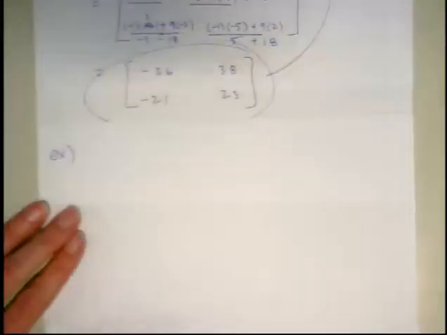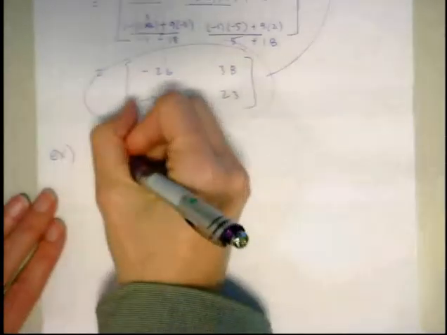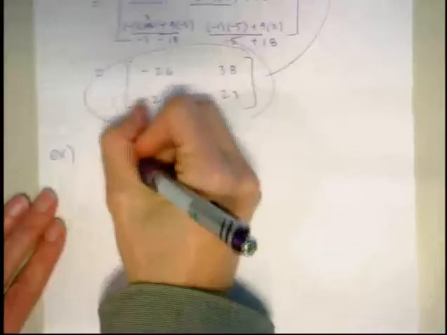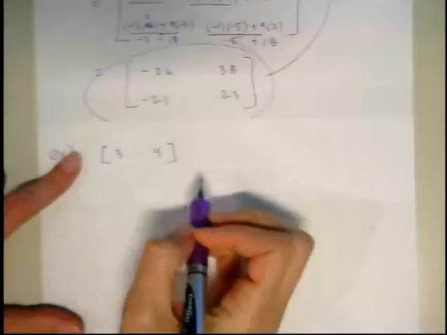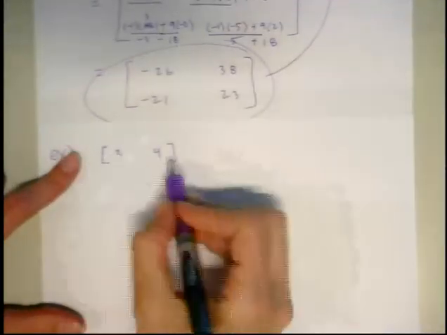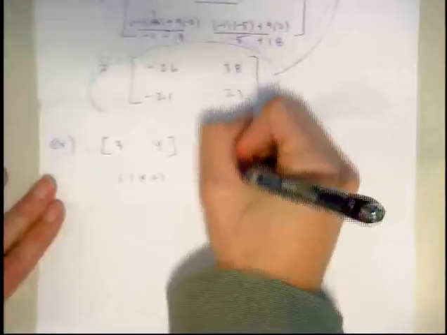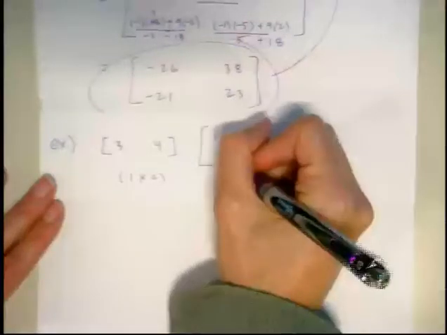Let's do 3 and 4. So I have, can you see the dimension on that one? 1 row and 2 columns. So this one's going to be 1 by 2. I want to give you one that works. So I'm going to multiply this by 1, 0, 0, 1, which is a 2 by 2.